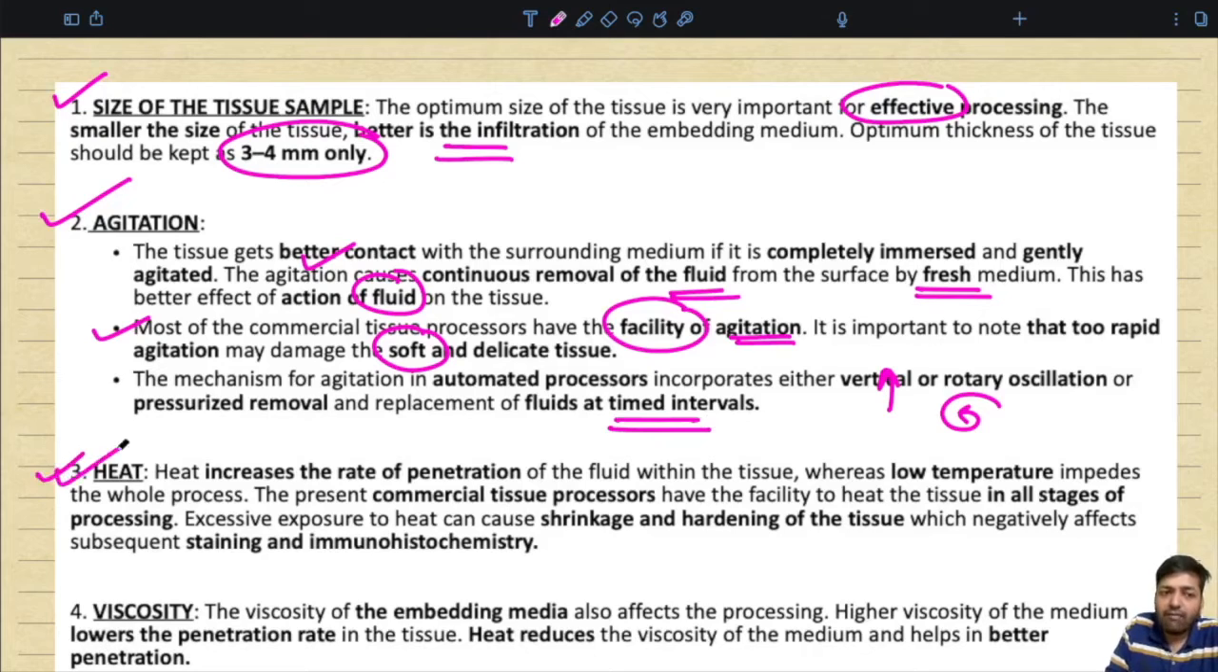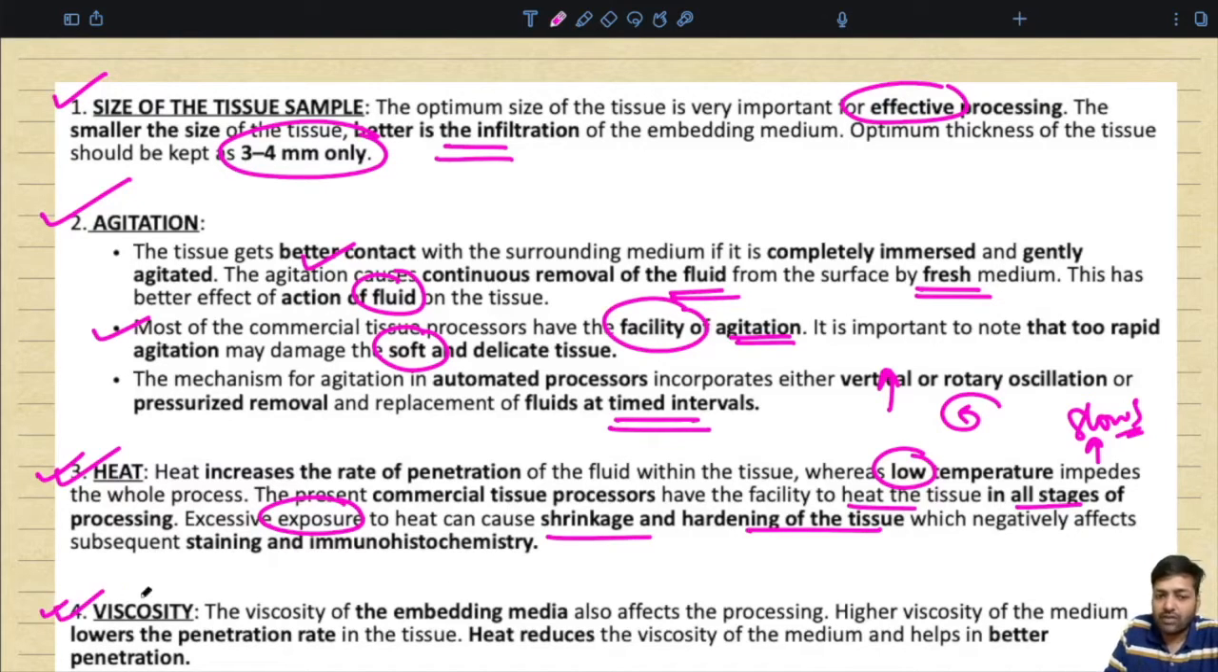The next important factor is heat. Now, heat increases the rate of penetration of the fluid within the tissue, whereas low temperature impedes this whole process. Impedes means this slows down the process of tissue processing. The present commercial tissue processors have the facility to heat the tissue in all stages of processing. Excessive exposure to heat can cause shrinkage and hardening of the tissue, which negatively affects subsequent staining and immunohistochemistry.